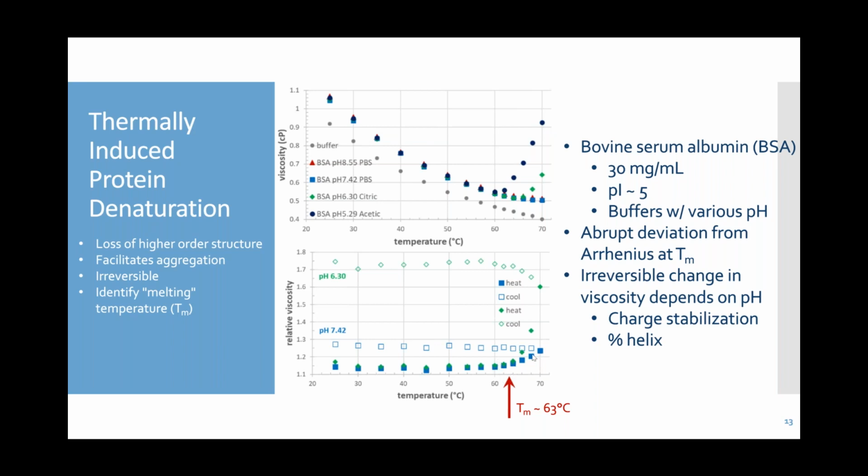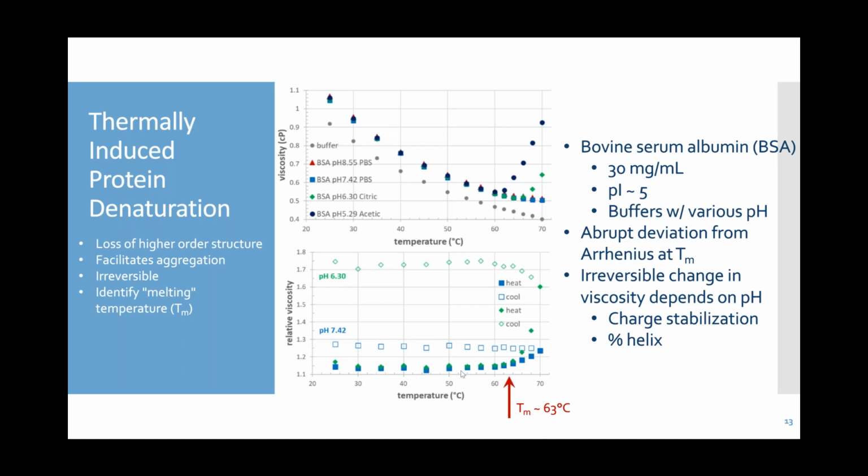And as we cool it down, what we see is this is indeed irreversible, because we do not return, unlike the Poloxamer, unlike the carrageenan, we do not return to our original viscosity. We return to a viscosity that is higher than what we started out when we get back to 25C. And what we notice is that when we have a lower pH, so this lower pH is closer to the isoelectric point, we have less charge, less stabilization, we see that we have a larger irreversible change in the viscosity than when we do at a higher pH where we have a higher charge on the protein molecules.